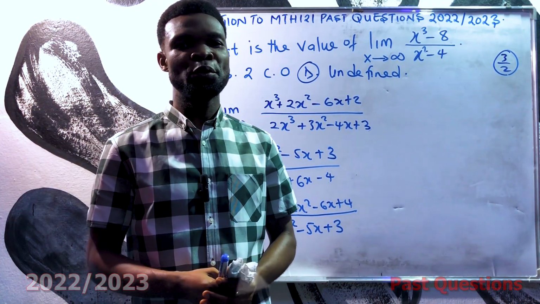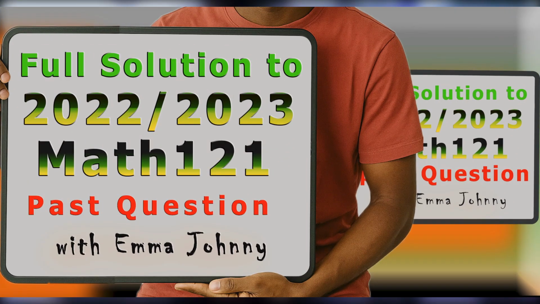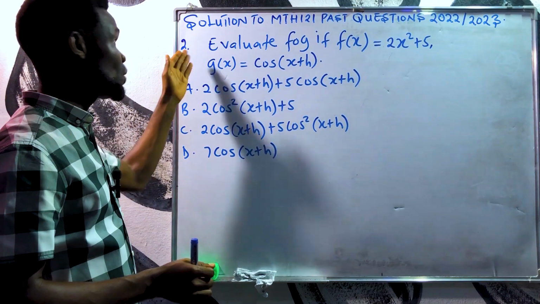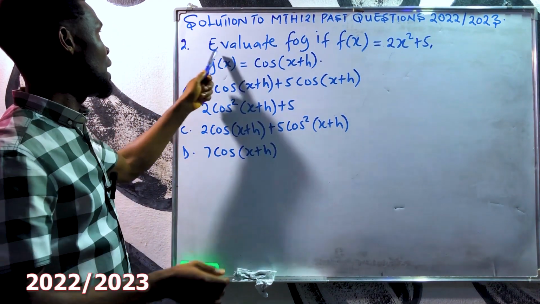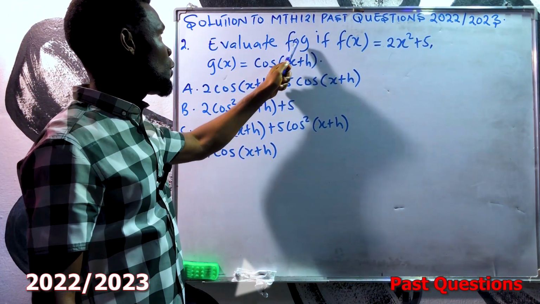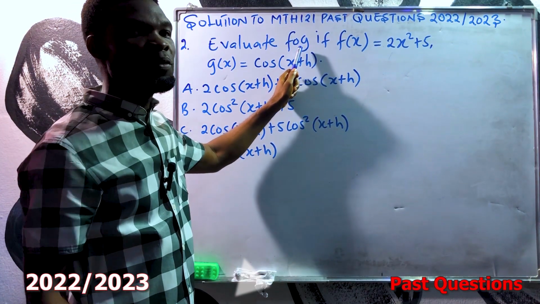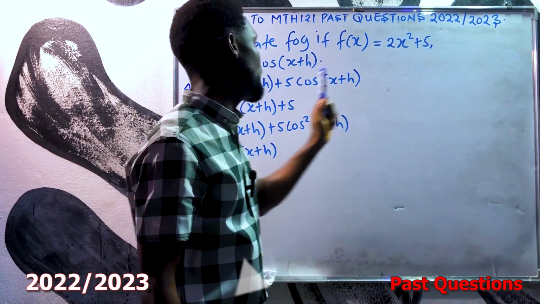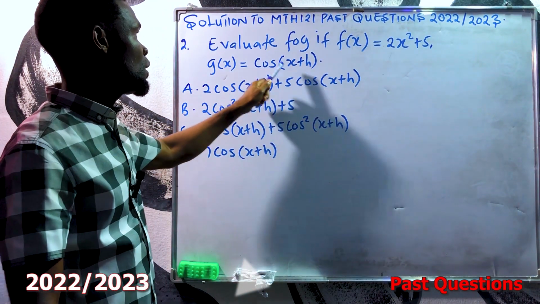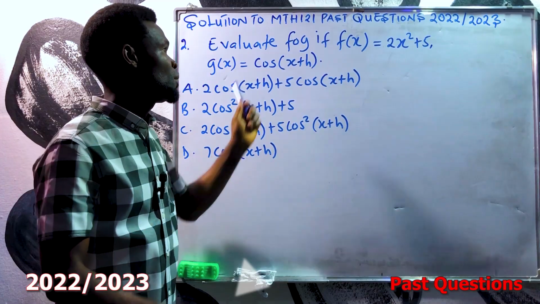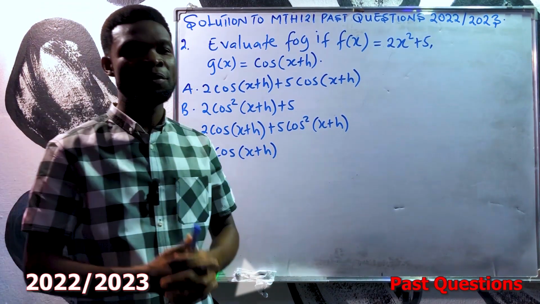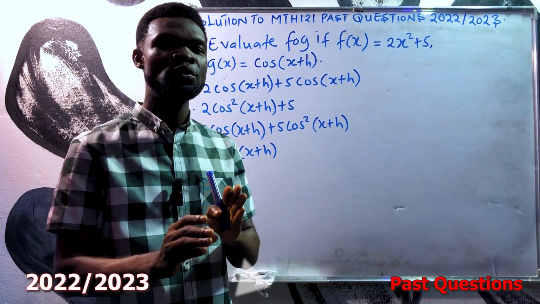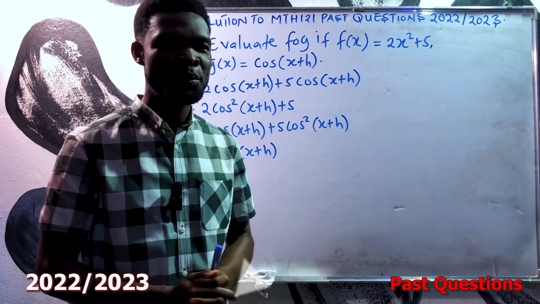Let's look at another problem. Okay, so this is example, question number 2. It says, evaluate f composition g. This is composition of function now. F composition g if f of x is equal to 2x squared plus 5 and g of x is equal to cos x plus h. So this question is from composition of function. And I want to believe you might have learned this before now, but we want to just go straight to providing the answer to the problem.